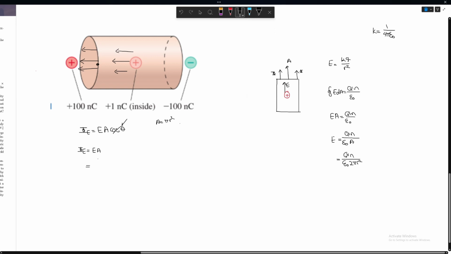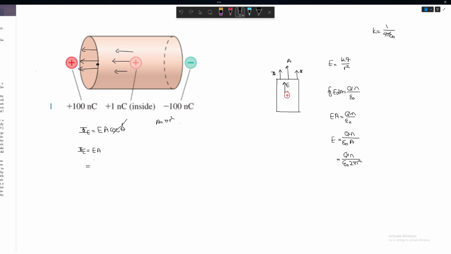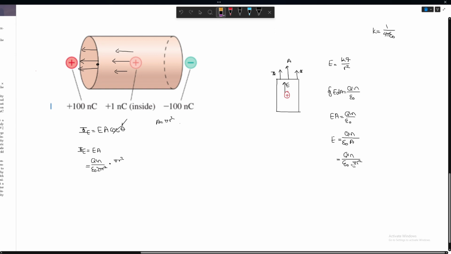And so when I plug it in, what I'll get is Q_in over my epsilon naught pi r squared times my area, which is pi r squared. Wait, where did I get the 2 here? Oh, there's no 2 here, just r squared. I don't know where I got my 2. Interesting.